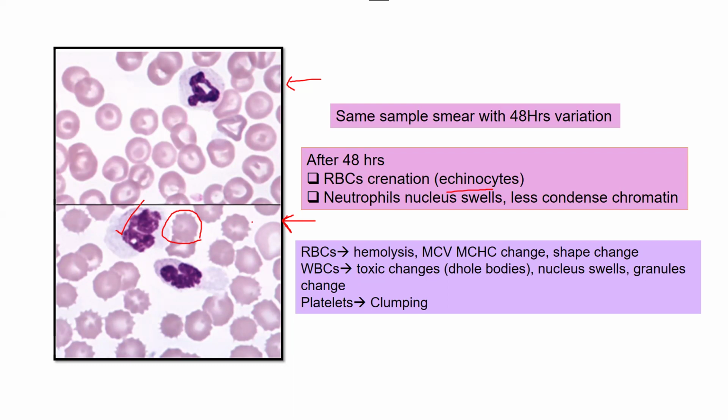So you should try to make the slides or run the panel test as soon as possible. As far as hematology is concerned, in a storage sample in RBCs, you are going to see hemolysis, MCV and MCHC change, and shape changes. As far as WBCs are concerned, you are going to see toxic changes, especially Dohle bodies. Toxic changes is a term that refers to WBCs, and they indicate changes. We will discuss the toxic changes in the hematology lecture, but for now you should remember that Dohle bodies are specifically going to be seen in a storage sample. Then the nucleus will swell, and granules will change in WBCs. As far as platelets are concerned, you are going to see platelet clumping.